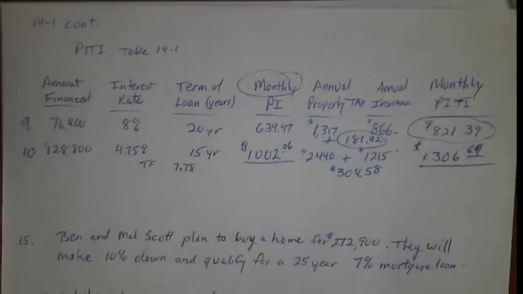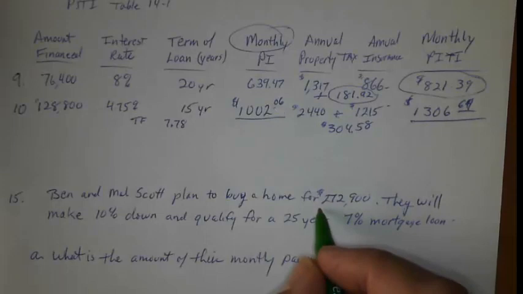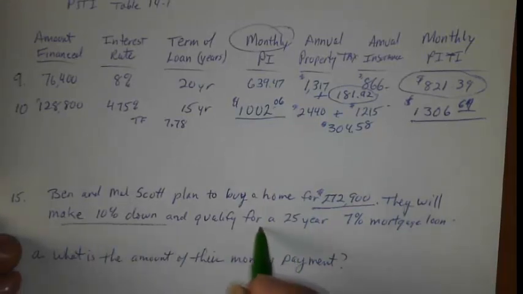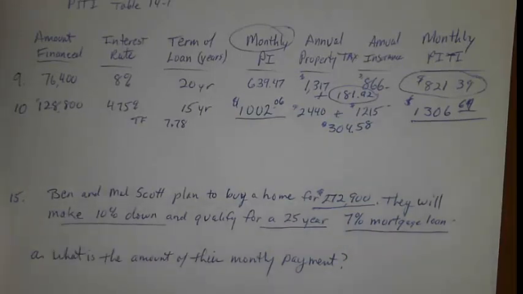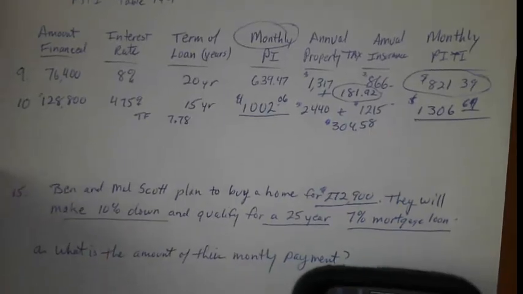Next section, I wanted to do one of the word problems with you. And number 15 is one that you would normally do in your homework. So I'd like to do that with you or for you. So the relevant information, we have $272,900 for the price of the home. They're going to make 10% down and qualify for a 25-year, 7% mortgage loan. So first off, they're going to make 10% down, so they're not going to finance that. So they're going to pay then 90% of this amount.